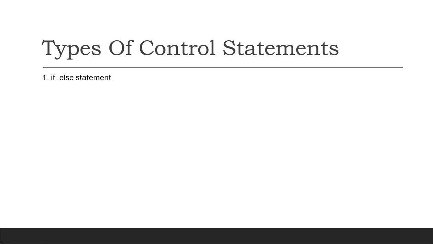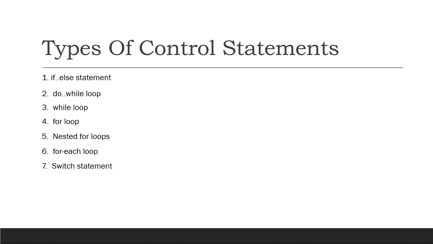First control statement is the if-else statement. Second is do-while statement. Third is while statement. Fourth is for loop. Fifth is nested for loop. Next is for each loop. Then switch statement. Then break statement, continue statement and return statement. In this video, we are going to discuss the first five, and the next five statements we will discuss in an upcoming video. So let us start with the first, the if statement.